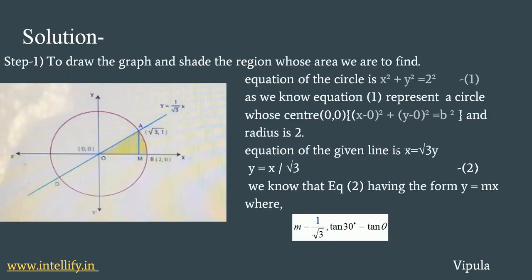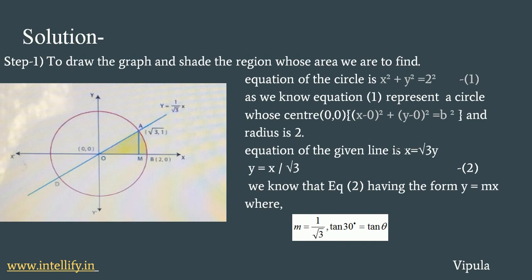Now solution. Step 1. To draw the graph and shade the region whose area we are to find. Equation of the circle is x square plus y square equals 2 to the power 2. This is our first equation, the circle equation. As we know, equation 1 represents a circle whose center is 0, 0. So compare this with x minus 0 whole square plus y minus 0 whole square equals b square. Comparing with equation 1, we come to know that 0, 0 is the center of the circle and radius is 2. Equation of the given line is x equals root 3 y.